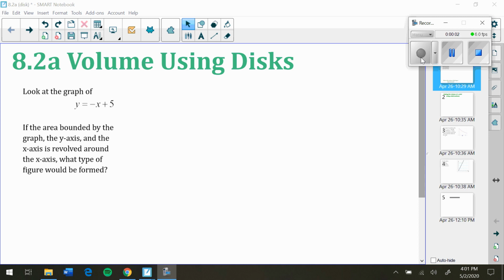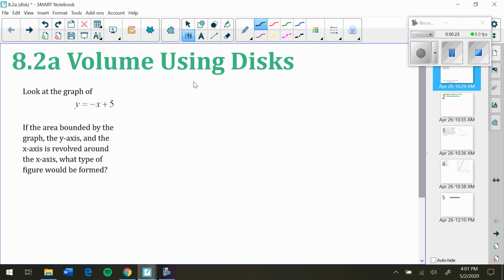All right, calculus, we are going to find the volume using disks. Now, this is not necessarily a super challenging section, but it's a little bit hard for me to get the visual pieces across, so I'm going to do my best, and we're going to use some YouTube videos too, but hopefully it'll be fine. It says, look at the graph of y is equal to negative x plus 5.